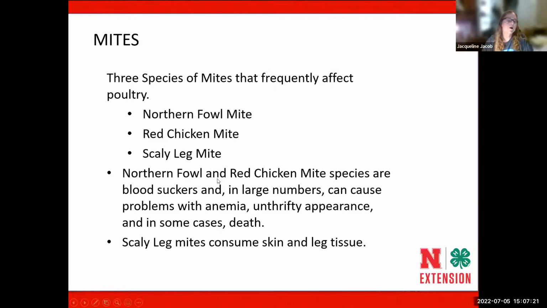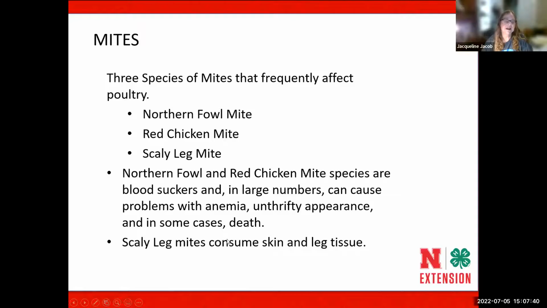So the northern fowl mite and the red chicken mite are bloodsuckers. They're specifically bloodsuckers, and they occur in large numbers. They can cause problems with anemia. And again, you get that unthrifty appearance. And if it's bad enough, you can get death.